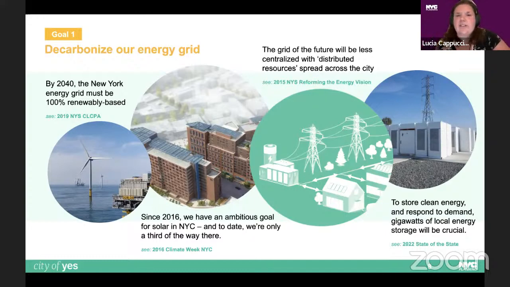To utilize the energy from offshore wind and from rooftop solar, our energy grid will have to become smarter and more decentralized, which means that the resources are spread throughout the city instead of limited to utility sites in outlying areas. To support this decentralized and smarter grid, we'll also need to rely on energy storage, which are essentially large batteries where energy is regenerated.